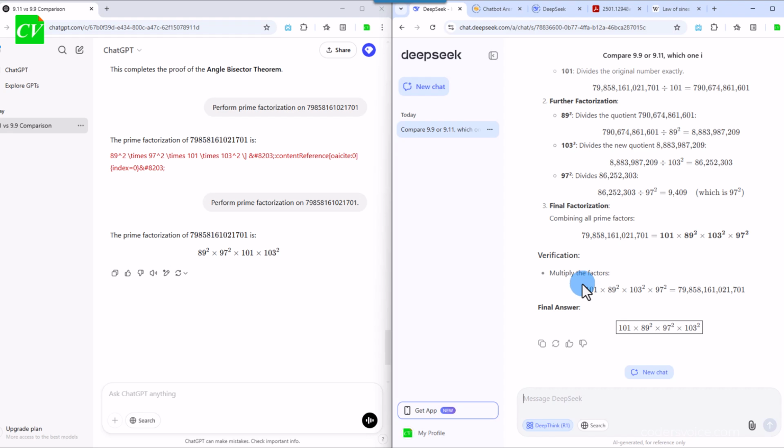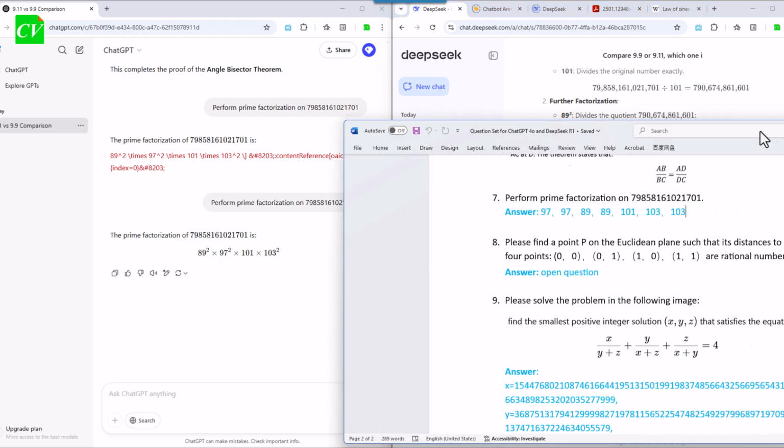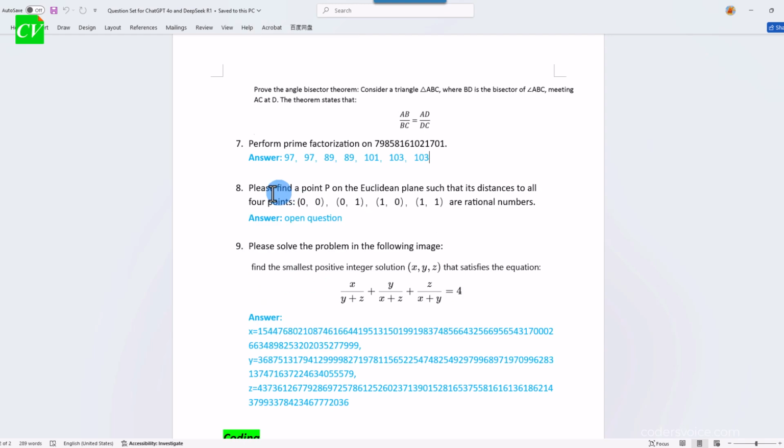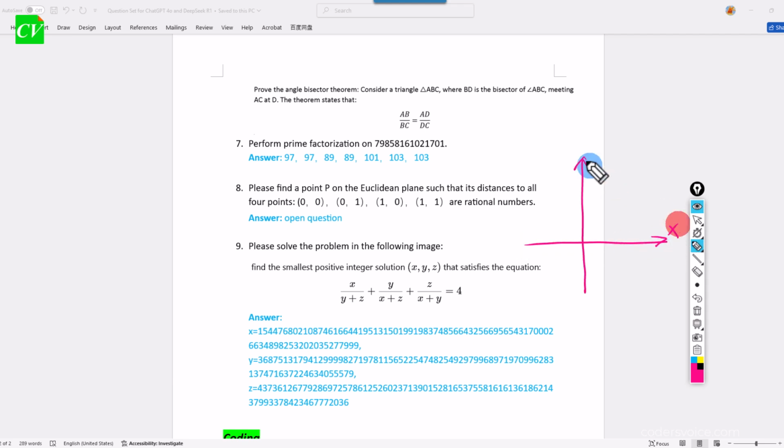Okay, now let's take the next question. The next question is: please find a point P on the Euclidean plane such that the distance to all 4 points are rational numbers. So again, let me draw it a little bit. Let's draw a coordinate system. Here we have x, y. We have 4 points: (0, 0), (1, 0), (1, 1), and (0, 1).